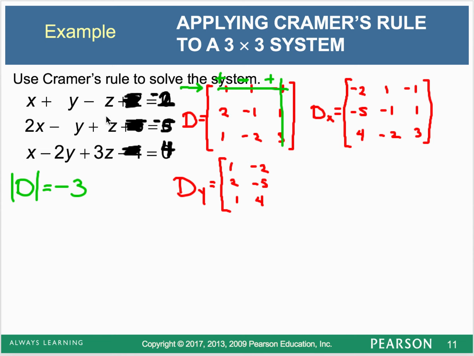And z's are negative 1, 1, 3. Then same thing for D sub z, and again, put that line through your z's. You will not know the difference between a 2 and a z before too long. On the z's, you replace your z column with the solution column. So x's will remain 1, 2, 1. Y's are 1, negative 1, negative 2. And z's are negative 2, negative 5, 4.